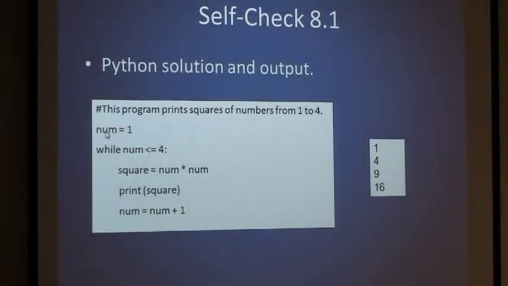The Python is very simple. Num is set to 1, without which this statement would not make sense, right? Num less than or equal to 4. Because you're testing a variable, it has to be set to something. That's why we have initialization. Calculate the square, print it, change to the next number, and keep going, and this is the output.